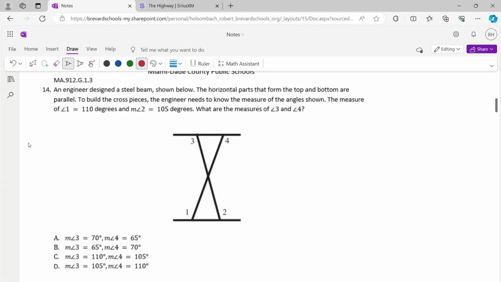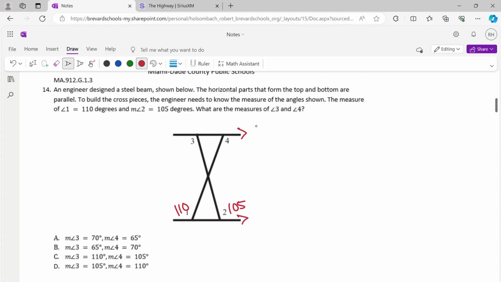All right, engineer designed steel beam shown below. The horizontal parts that form the top and bottom are parallel. So this is parallel to this. To build the cross pieces, the engineer needs to know the measure of the angle shown. The measure of angle 1 is 110. Angle 2 is 105. What are the measures of 3 and 4?